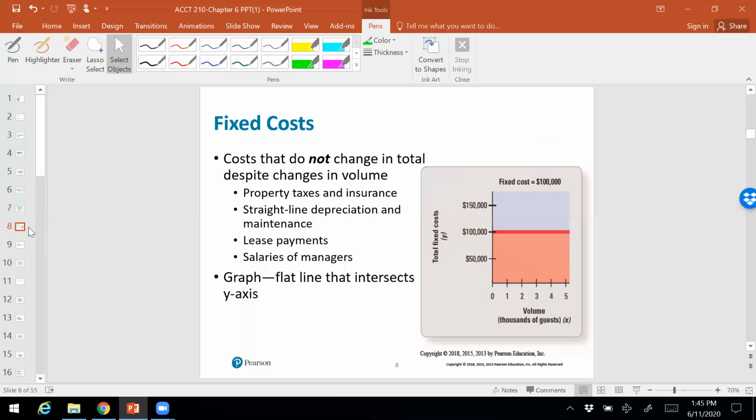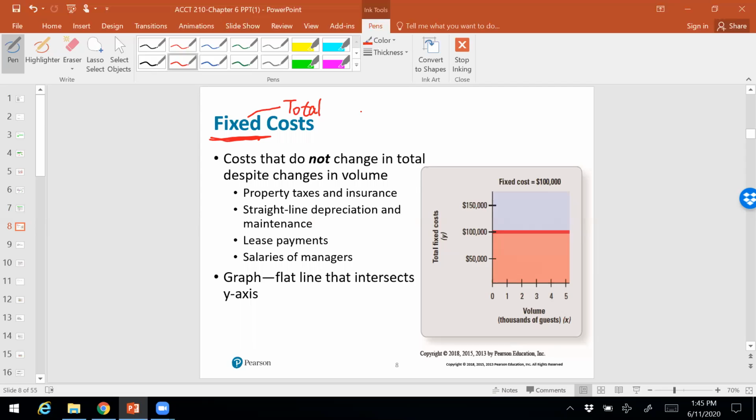Okay, so once we finish the variable cost, the second part will be fixed cost, right? From the name, you can have a good guess: it's fixed. But what's the meaning of fixed? Fixed is in terms of the total cost.